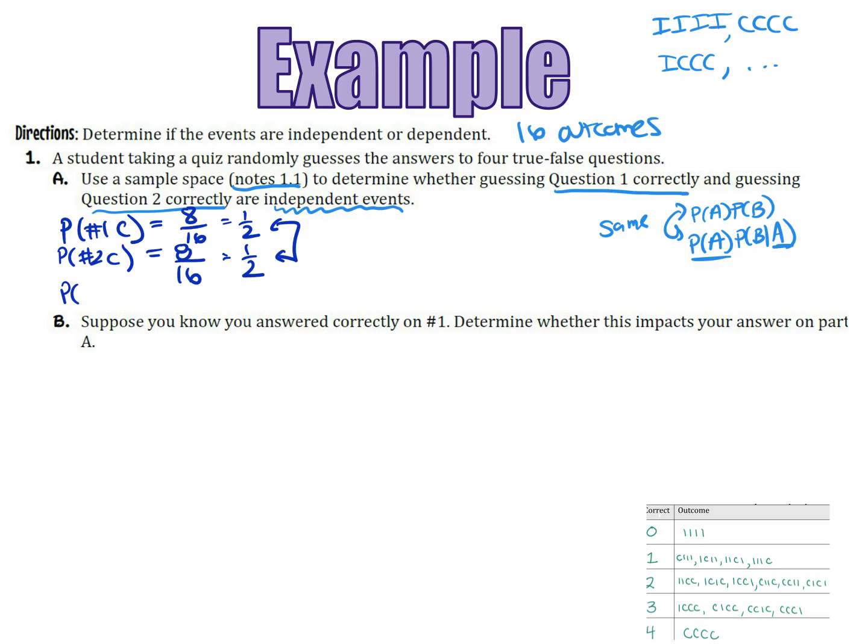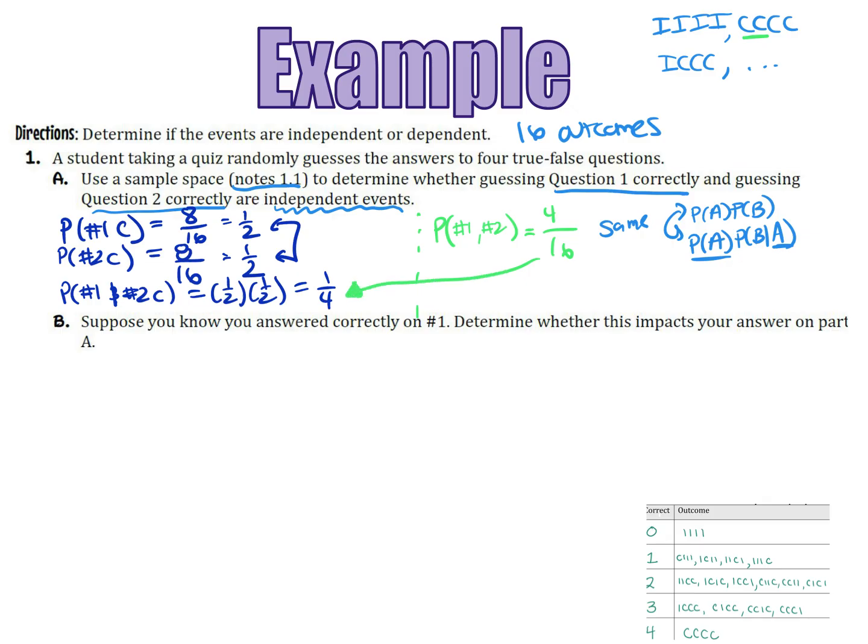So if we're saying that they are independent events, the probability of 1 and 2 being correct would be 1/2 times 1/2, which is 1/4. Now looking back at that sample space from 1.1, look at how many of the 16 had both number 1 and number 2 correct. Looking back, there are 4 out of 16 that had both number 1 and number 2 correct. It would look like that. And that simplifies to 1/4, which is what we just calculated here.